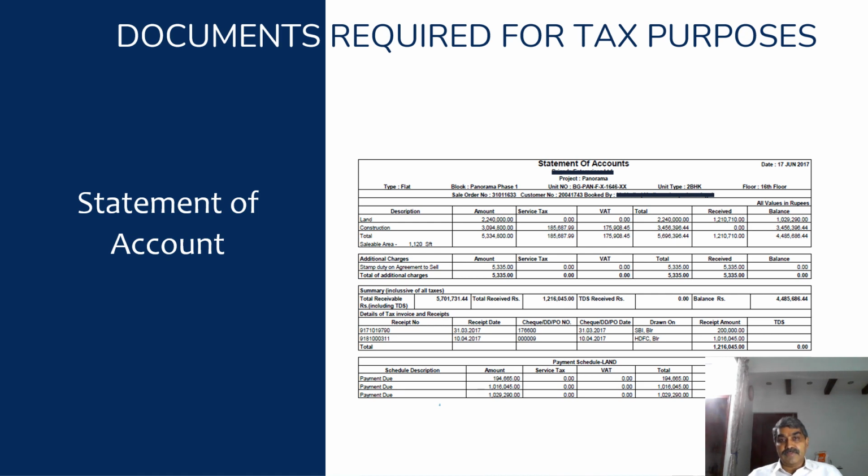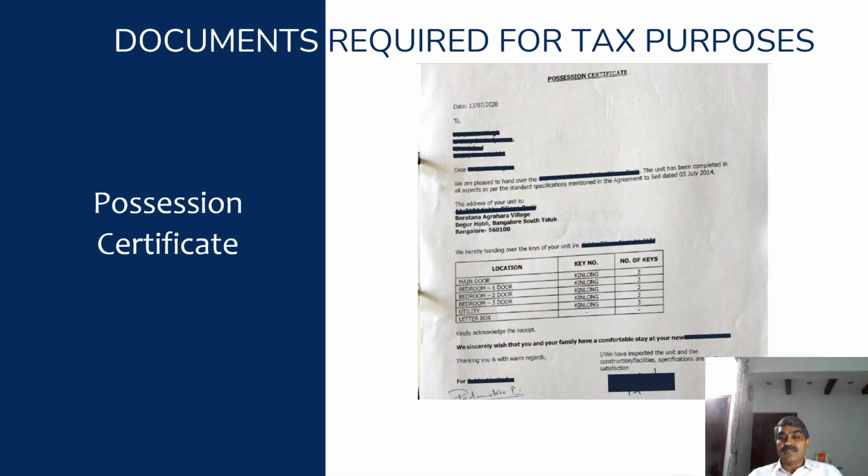And the third important document which I would like to mention is the possession certificate. What I have observed in case of NRIs and OCIs is that they usually delay the registration of the property by a year or two. But for the purpose of computing the holding period for capital gain tax purposes, a possession certificate will come in handy. So as soon as the building is ready and the property is available, please make sure that you collect the possession certificate from the builder and keep this document along with your other property documents.